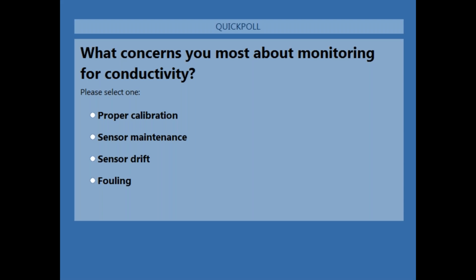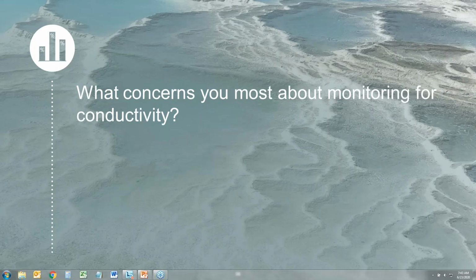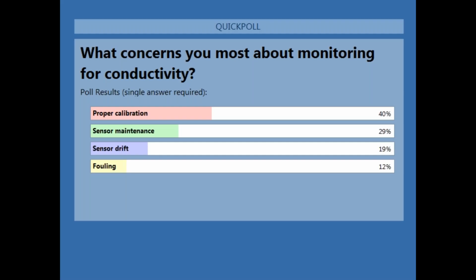Okay, we're just over 50%, so if you haven't voted yet, please do. All right, well, thank you for participating there. And you can now see the results.